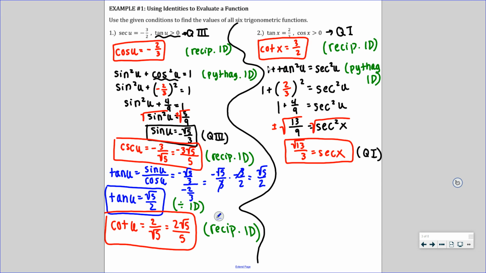Alright, what will be easy to find out? Secant of X. 3 square root 13 over 13. Wow. You are a different breed of smart, Max. Which identity did you just use? Reciprocal identity. Reciprocal identity, good. Me and Connor tag team everything.